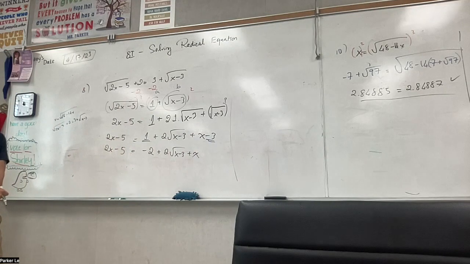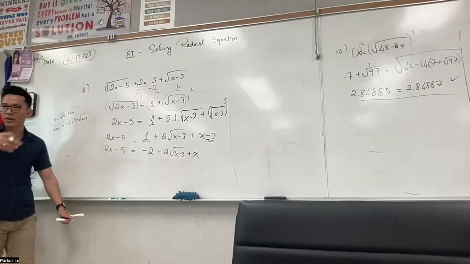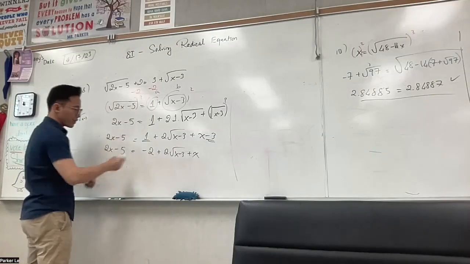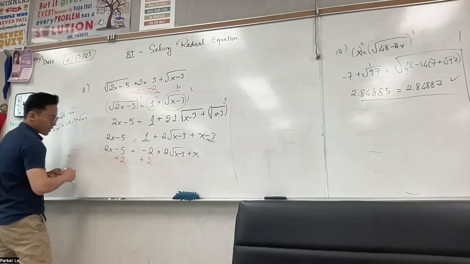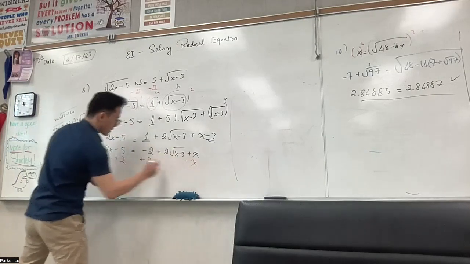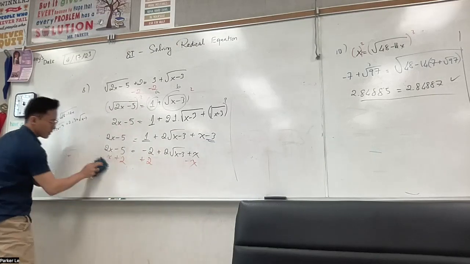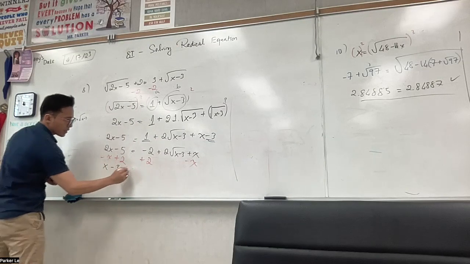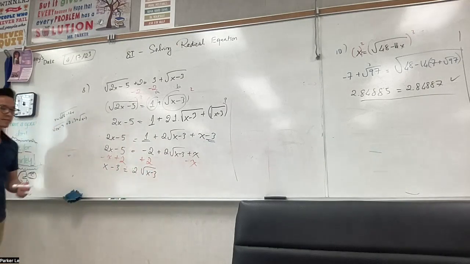Subtract 5. Okay, who can give me the continued steps? I'm going to give 1 point each. What next? Add 2. Very good, 1 point for Diego. Add 2. Subtract x. So another point. And then divide by 2.